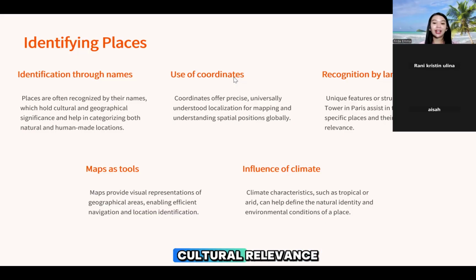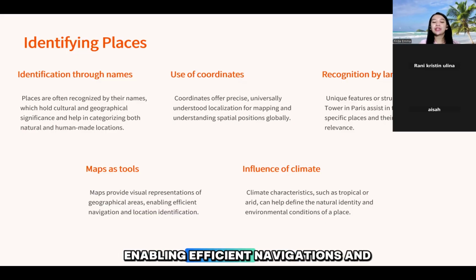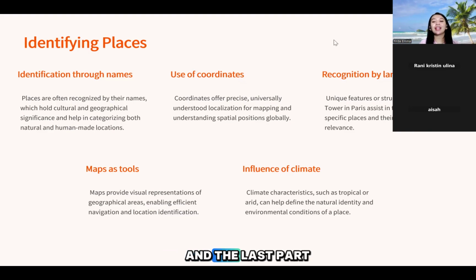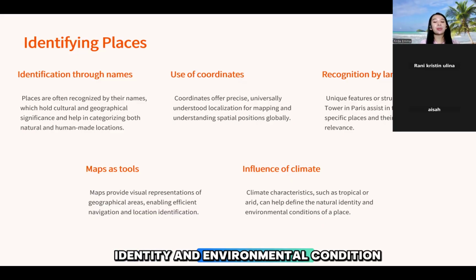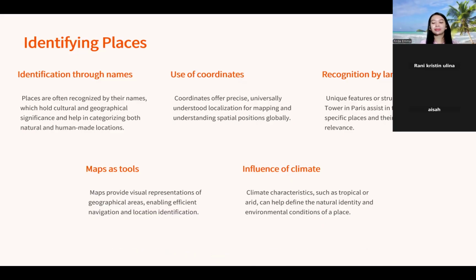Unique features or structures like the Eiffel Tower in Paris assist in the identification of specific places and their historical or cultural relevance. After that, we talk about maps as a tool for identifying places. Maps provide us visual representations of geographical areas, enabling efficient navigation and location identification. And the last part is the influence of climate. Climate characteristics such as tropical or arid can help define the natural identity and environmental condition of places.